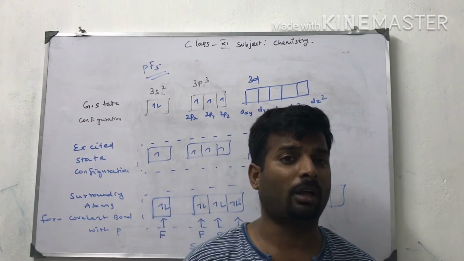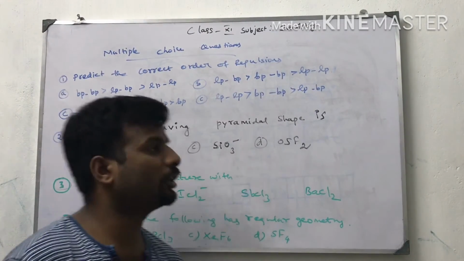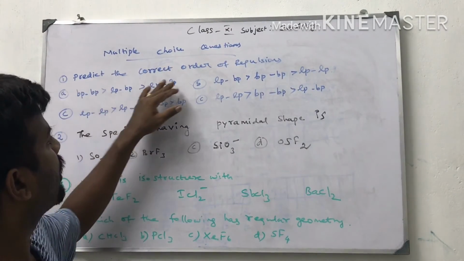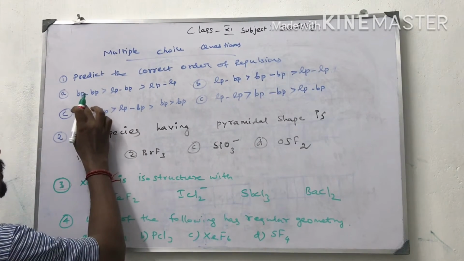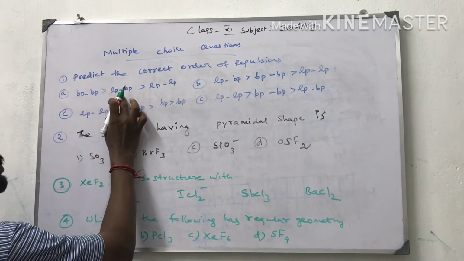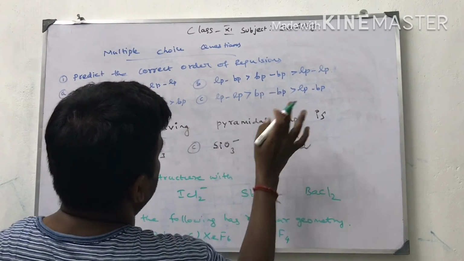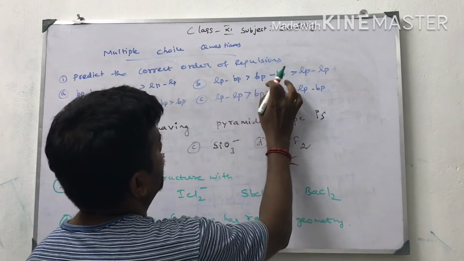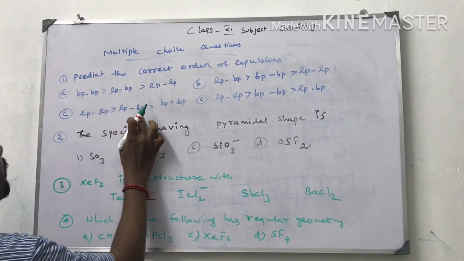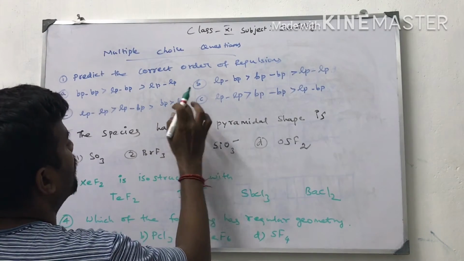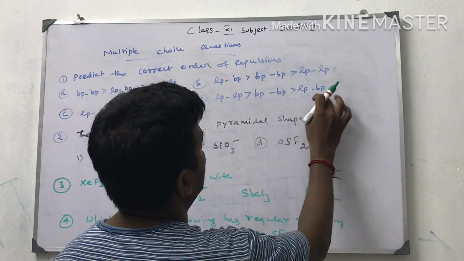Now I am going to solve the next problem. Four questions are given to you. Predict the correct order of repulsions. Like that they are giving the options: bond pair, lone pair; lone pair, bond pair; lone pair greater than lone pair greater than bond pair; lone pair greater than bond pair greater than lone pair.